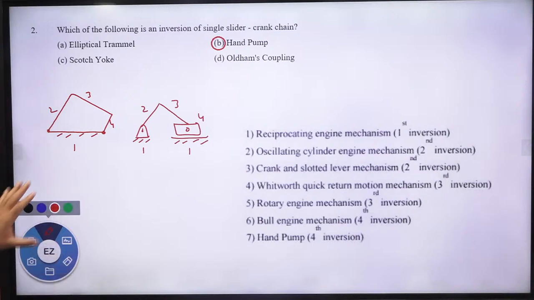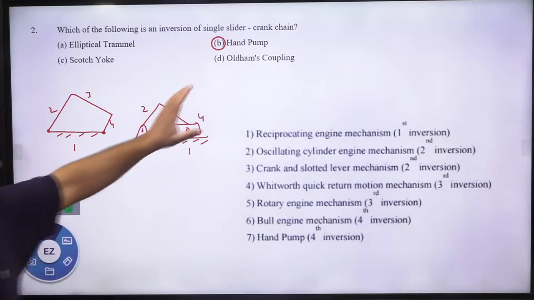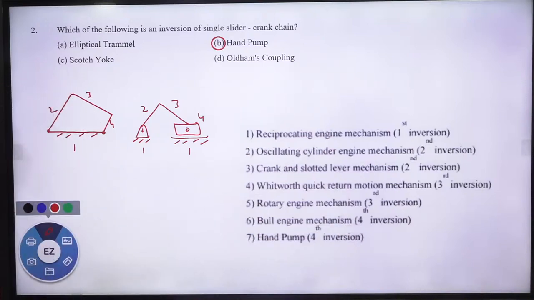So how many inversions are there? Single slider crank mechanism: this is the crank, this is the slider, this is the connecting rod. So how many inversions are there? Reciprocating engine mechanism is the first inversion. Oscillating cylinder is the second inversion. Crank and slotted lever is also the second inversion. Whitworth quick return mechanism is the third inversion. And rotary engine is also the third inversion.